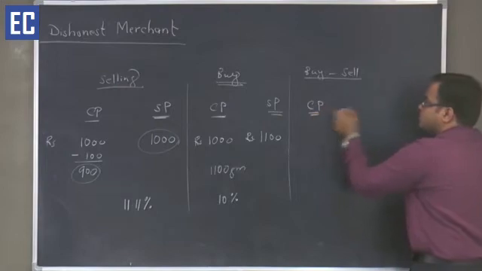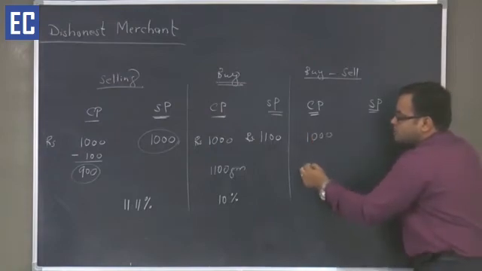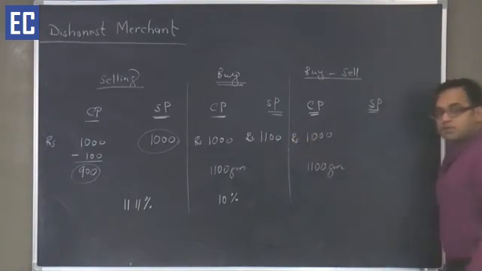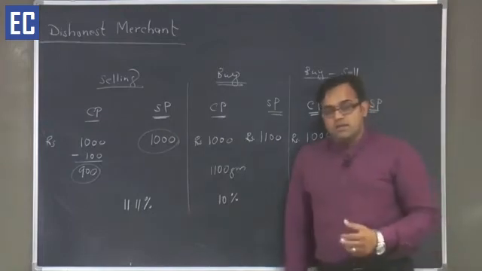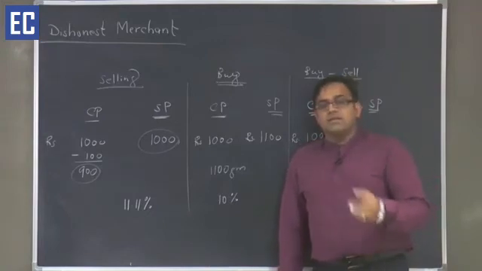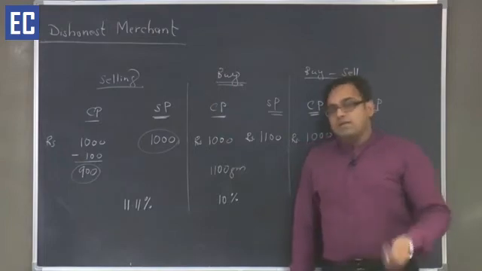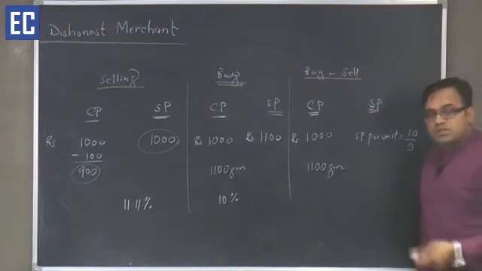What is happening is, on the CP and the SP side, when he is paying 1000 rupees, he is buying 1100 gram of the material. So he is spending rupees 1000 and he is buying 1100 gram. When he sells it, for every 1000 gram that he purportedly sells, he is actually giving only 900 gram. So that means that for every 900 gram he is charging 1000 rupees. That means that his selling price per unit is 10 upon 9, because he is getting 1000 rupees for selling 900 grams.